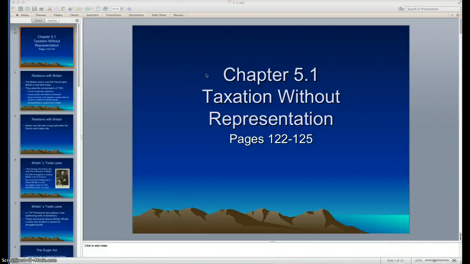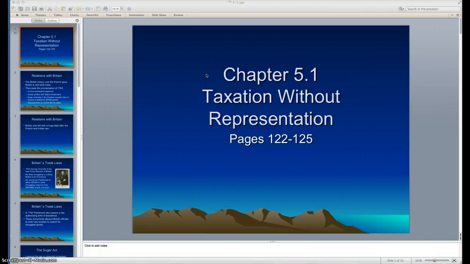So what we're going to do today is go over the 5.1 notes and the lesson that goes along with it. As I said the last time, the best thing for you to do would be to take the notes first. After taking the notes, go back and listen to the lesson again to make sure you get the full experience of it and you know exactly what I'm talking about.